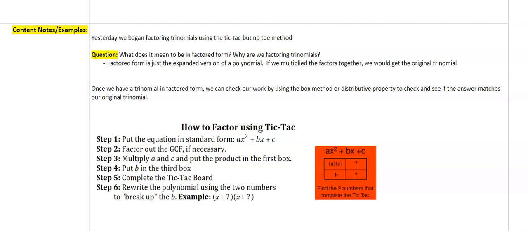Yesterday we began factoring trinomials using the tic-tac-but-no-toe method. So, what does it mean to be in factored form, and why are we factoring trinomials? The whole point of factoring is so that we can see the expanded version of the polynomial, so it's broken up by multiplication. But the trinomial is going to be the simplest form, because that's when everything is multiplied together.